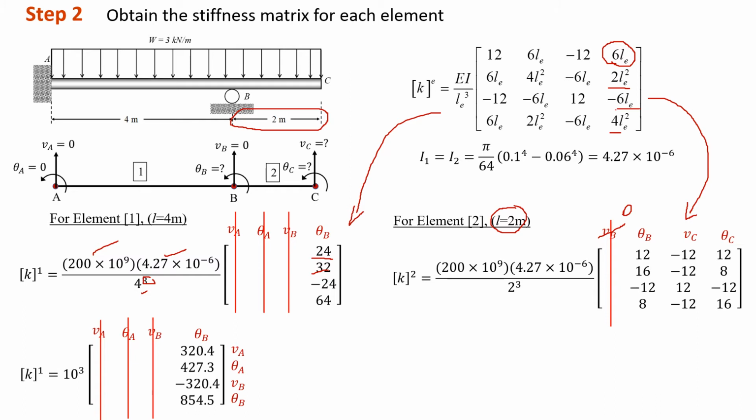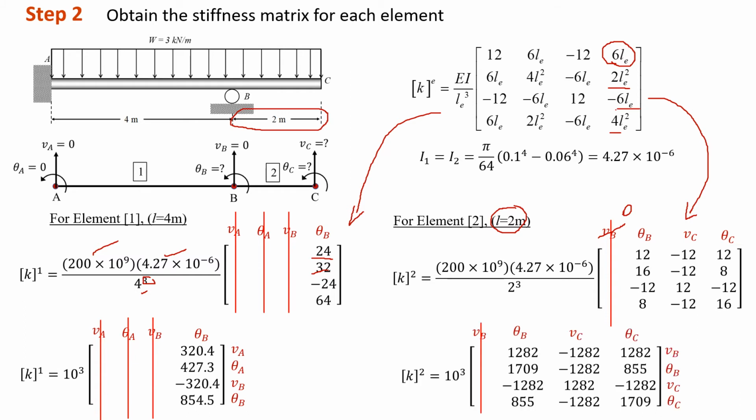By expanding this K2, we obtain the K matrix for the second element. Please do not forget to write this notation. It will help us later when we are going to assemble into the global matrix.